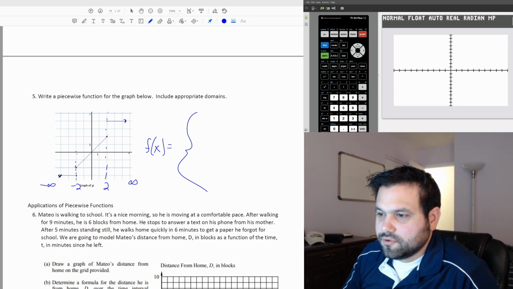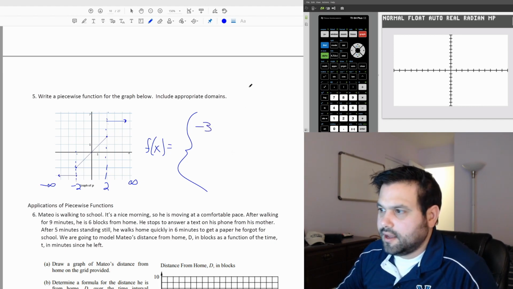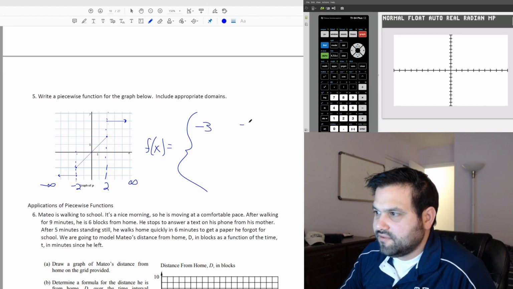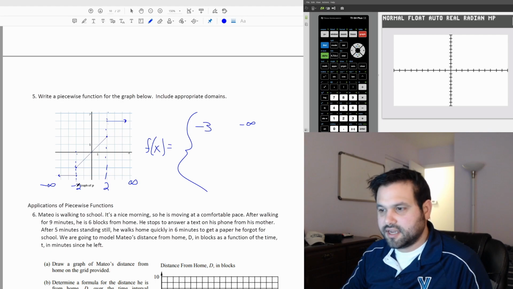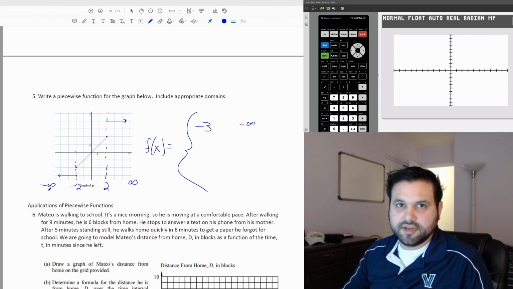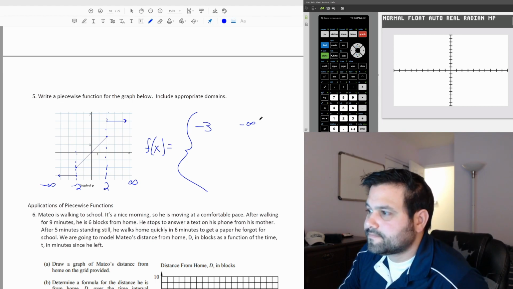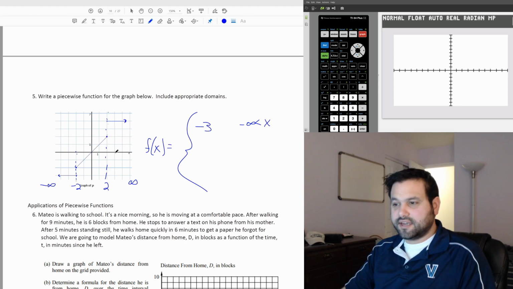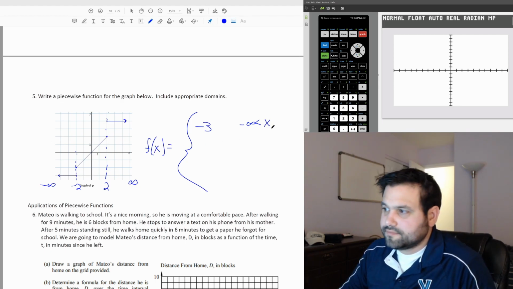What's the rule for this piece? 1, 2, 3. That's just a horizontal line at -3. And negative infinity, going left to right, negative infinity to -2. Can I include negative infinity? You can never include negative infinity because you can't get there. To -2, can I include -2? Not on this piece because it was an open circle.